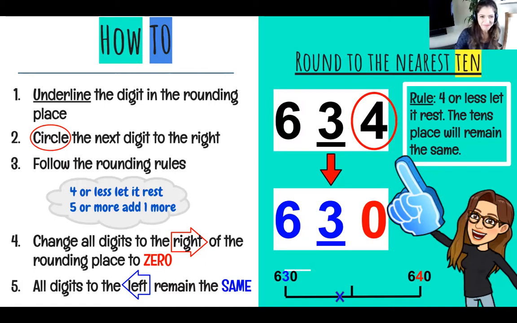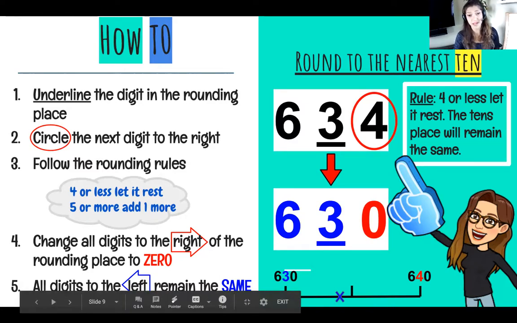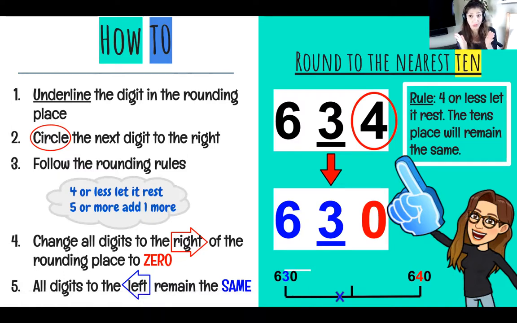For those who are in need of a visual reminder, I did not forget to include a number line for you. Now, again, since we were rounding to the nearest 10, which is the 3, I'm going to look at the 2 10s it is between.